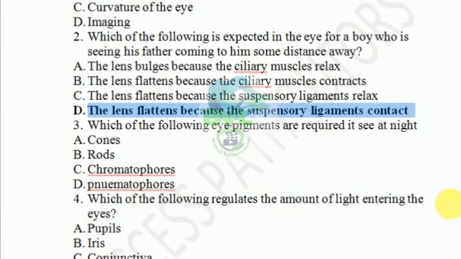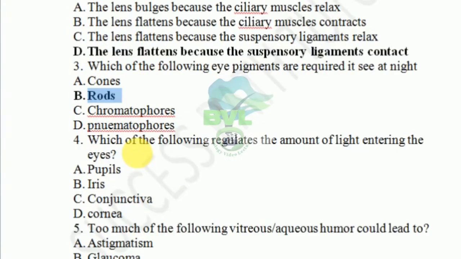Which of the following eye pigments are required to see at night? That would be our rods. Rods are used to see at night, and are used to see black and white color. Cones are used to see during the day, and are used to see colored images.